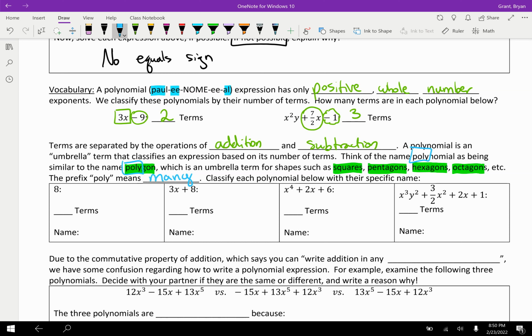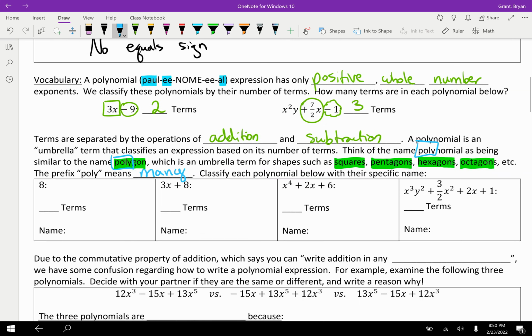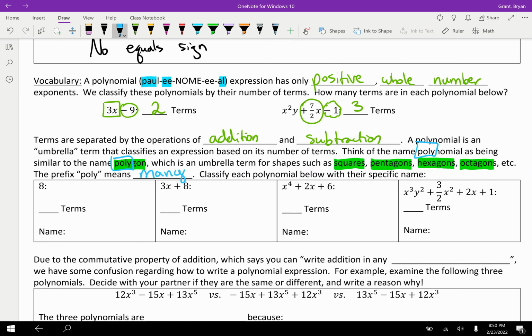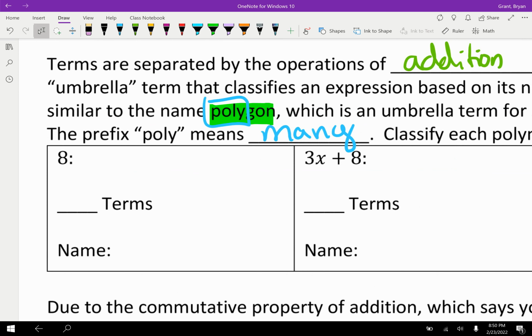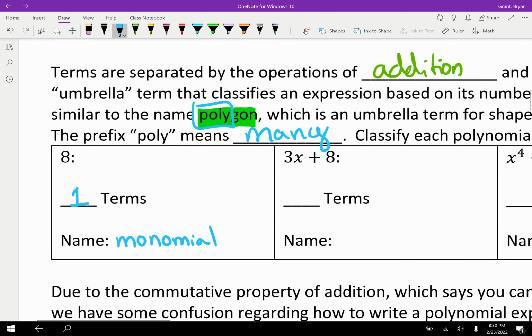So let's go ahead and classify these polynomials below. Each of these examples below are types of polynomials with their specific name. We're going to start with the very fun and exciting polynomial 8. Well, there is only one term here, and so this is known as a monomial. We've seen mono before, right? Mono means one. All right. You're going to catch on to this pretty quickly.